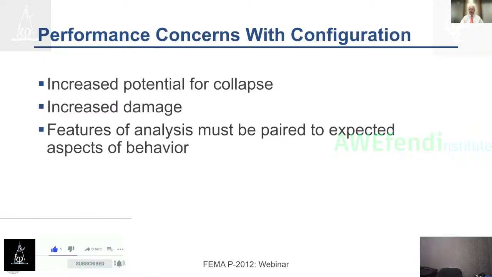There are concerns with configuration, and the performance concerns that we could have, in order of priority, with the highest priority being that there could be an increased potential for collapse. And we know that collapse of buildings leads to loss of life. And of course, there are economic considerations, but loss of life is one of our key societal concerns with earthquake performance. Configuration challenges can also produce increased damage in a building. And as we want to understand the configuration of a building and its expected performance, we need to have the right kind of analysis to capture the behaviors so that we understand the problem well. And so configuration can affect our choice of analysis methods.